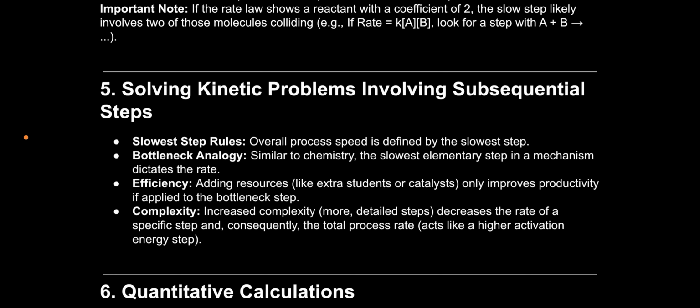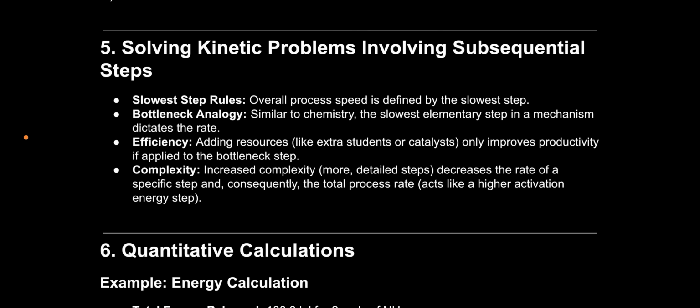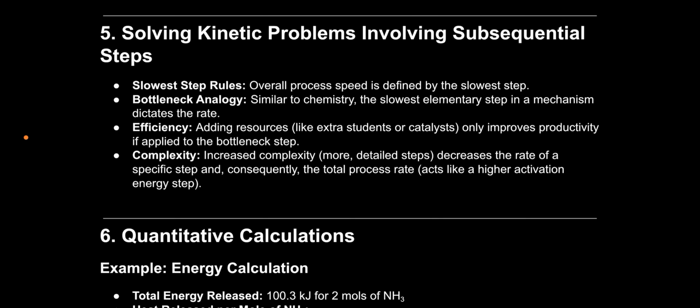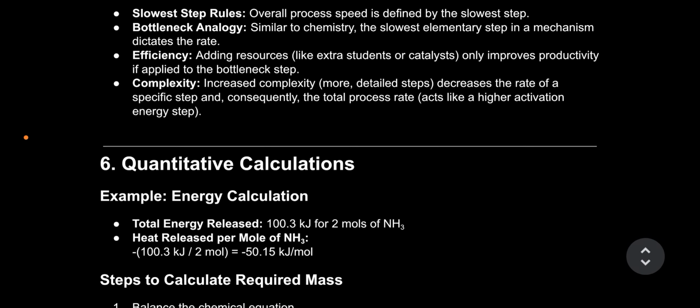Solving kinetic problems involving sequential steps. The slowest step rules: overall process speed is defined by the slowest step. Bottleneck analogy: similar to chemistry, the slowest elementary step in a mechanism dictates the rate. Efficiency: adding resources like extra students or catalysts only improves productivity if applied to the bottleneck step. Complexity: increased complexity, more detailed steps, decreases the rate of a specific step and consequently the total process rate. It acts like a higher activation energy step.